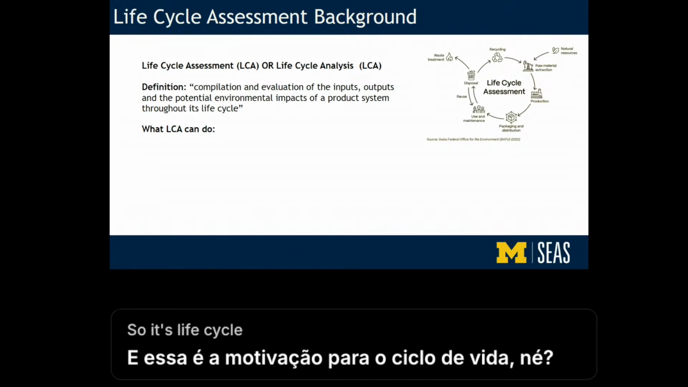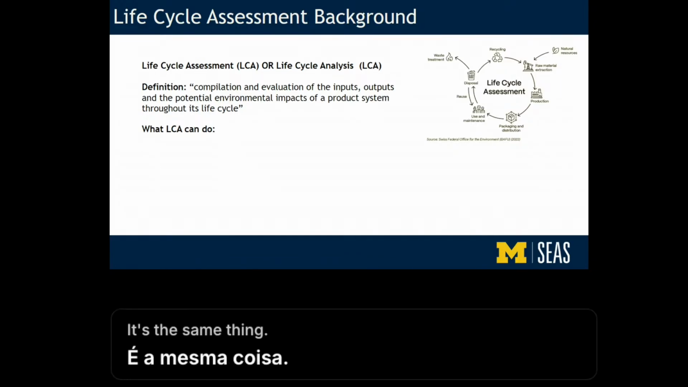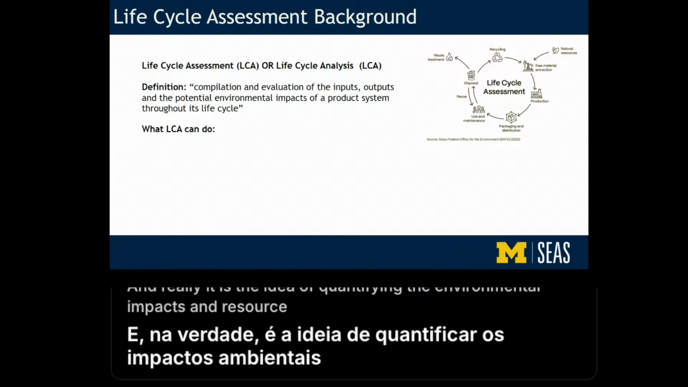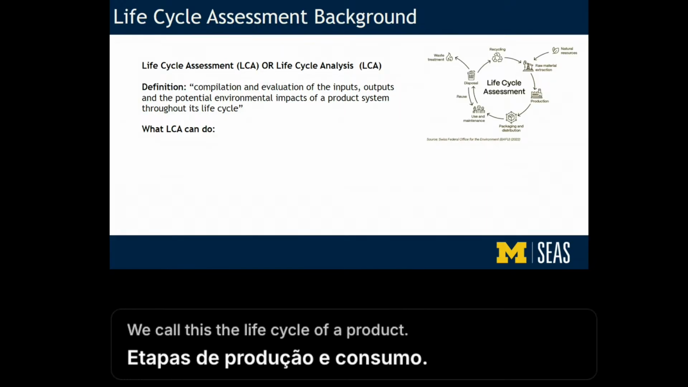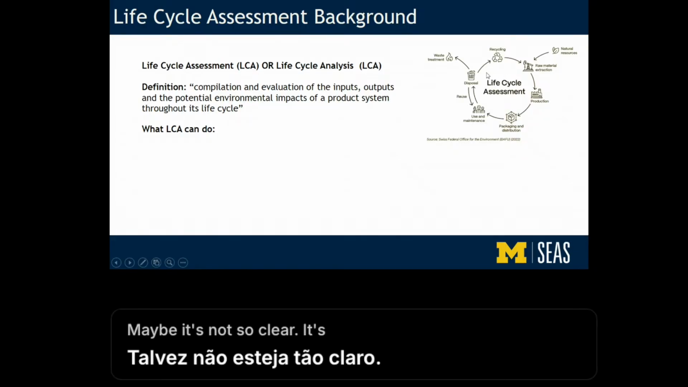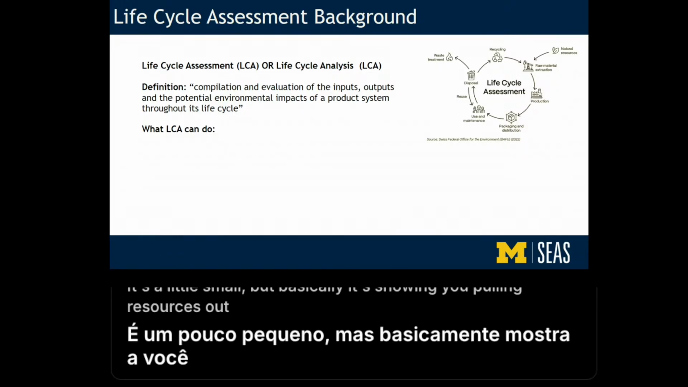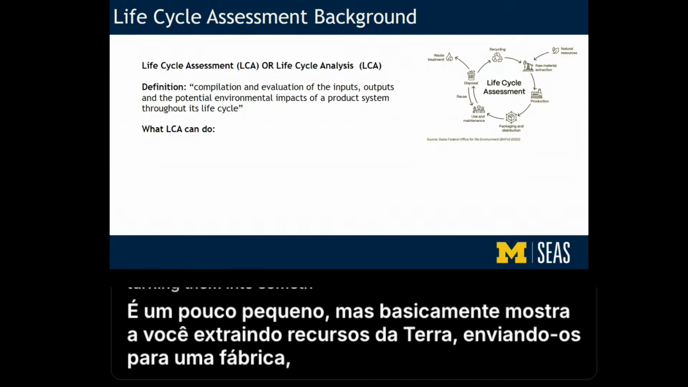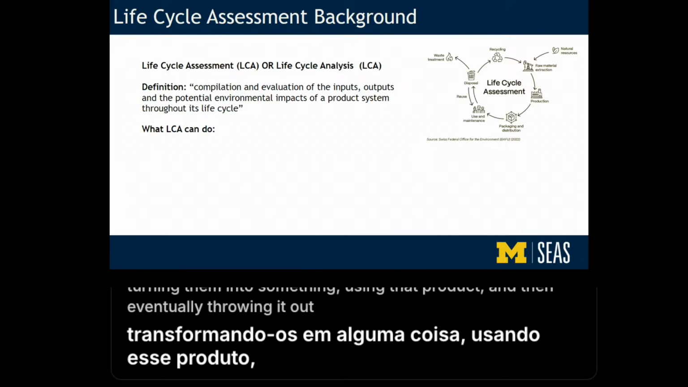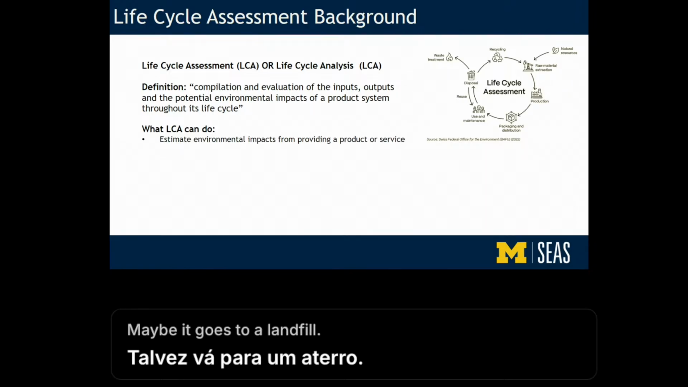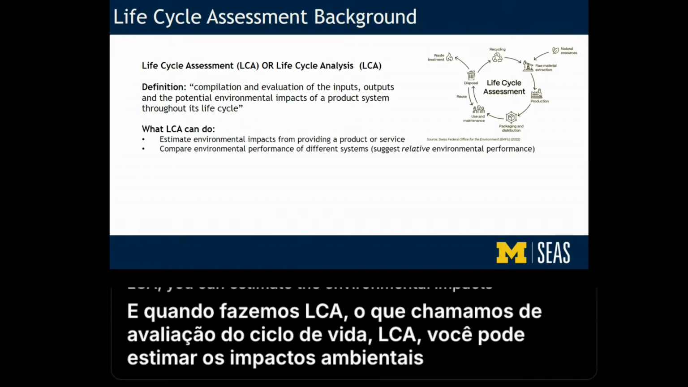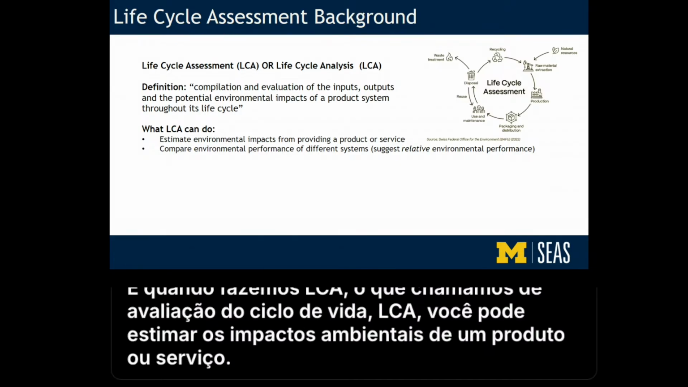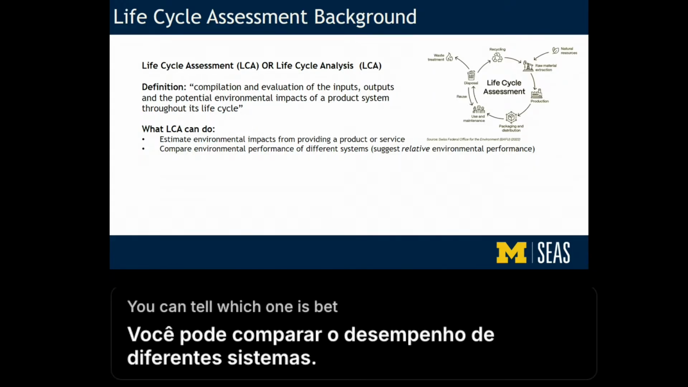So it's life cycle assessment. Some people call it life cycle analysis. It's the same thing. It is the idea of quantifying the environmental impacts and resource use across all of the stages of production and consumption. We call this the life cycle of a product. Here's a diagram. It's a little small, but basically it's showing you pulling resources out of the earth, sending them to a factory, turning them into something, using that product, and then eventually throwing it out. Maybe it gets recycled. Maybe it goes to a landfill. When we do LCA, life cycle assessment, you can estimate the environmental impacts of a product or service. You can compare the performance of different systems. You can tell which one is better relative to another.